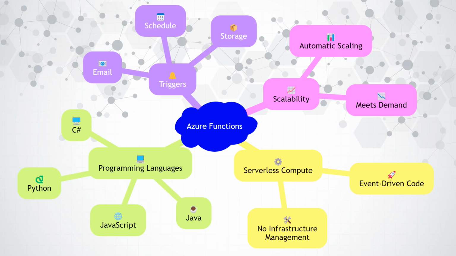Azure Functions is a serverless compute service that enables you to run event-driven code without having to explicitly provision or manage infrastructure. It supports a variety of programming languages and can be triggered by various events, making it a versatile tool for developers. The core concept is to write the code that responds to events, and Azure takes care of the rest, scaling as needed to meet demand.